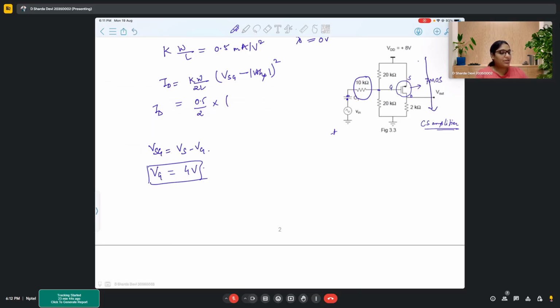If we take a KVL from VDD to ground, VDD can be written as VSD minus ID into RD. And VS is 8 volts, right?